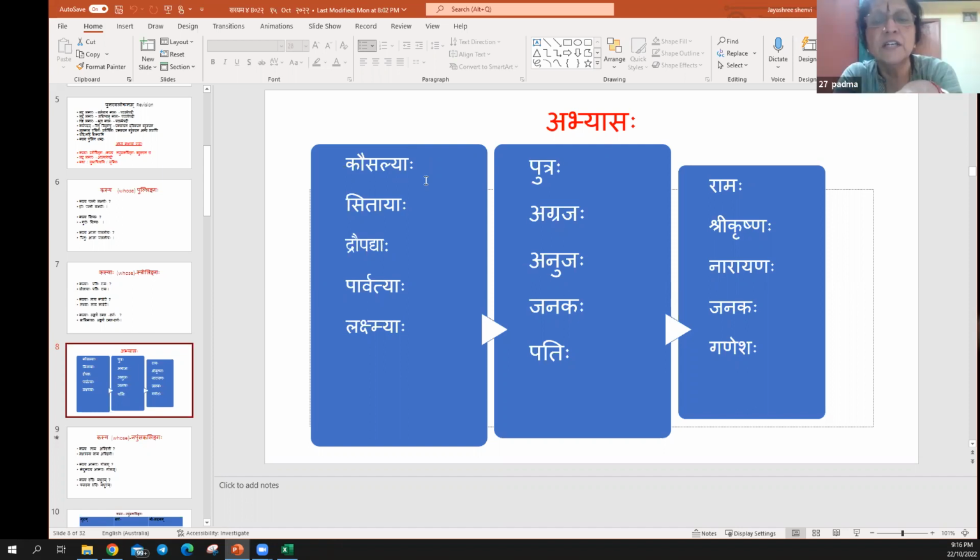How do you frame this question? Like, Rama, Krishna? Raghavan Mohdaye said, that's match the following. Kausalyaha putraha Ramaha. Oh, it's the first line itself. Okay. First line. Next, you can say Sitayaha. Agraja. Here, what is there? What relates to Sita? And then you can frame the Janaka. So Sitayaha, is it Putraha, Agrajaha, Anujaha, Janakaha, or Patihi?